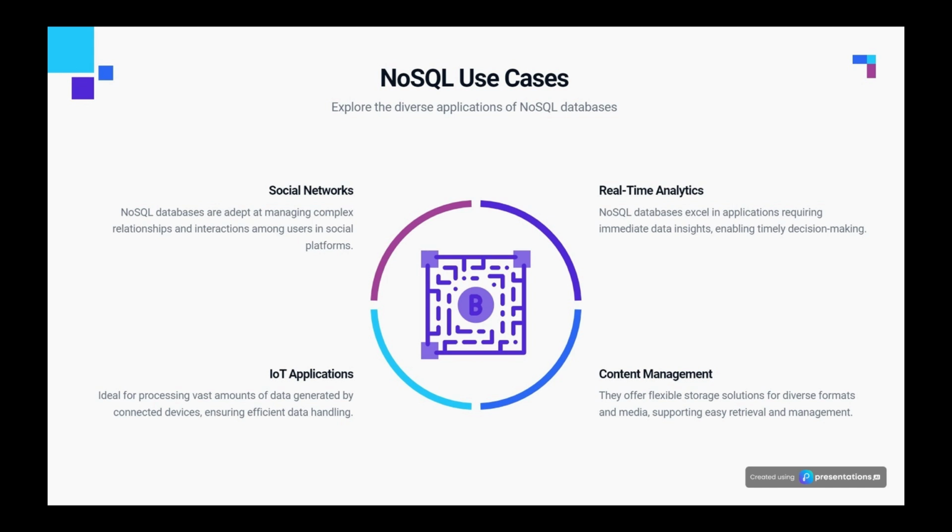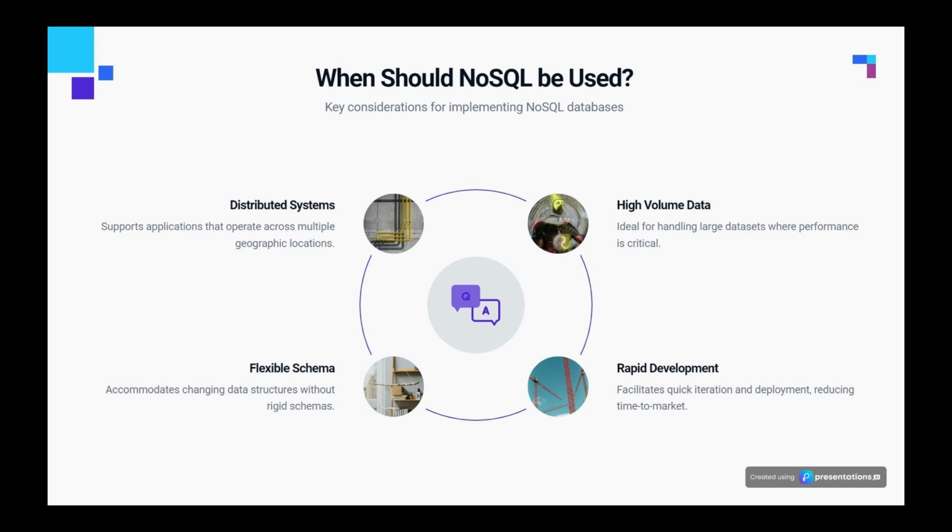Then we have IoT applications. NoSQL is also used in IoT applications because it is ideal for processing vast amounts of data generated by connected devices, ensuring efficient data handling. Then we have content management. Content management also uses NoSQL database as it offers flexible storage solution for diverse formats and media, supporting easy retrieval and management.